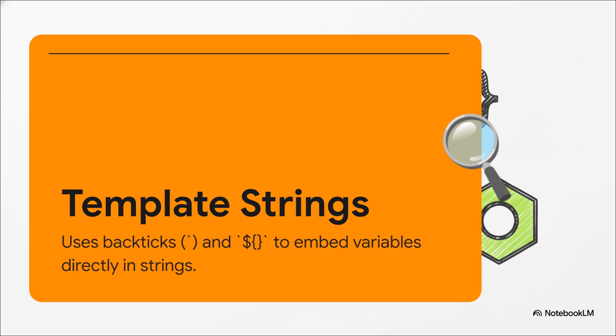So what's the magic trick here? Well, it's all about 2 special characters. First, you wrap the whole string in backticks. That's the key up next to the number 1 on your keyboard, not single quotes. And then, whenever you want to pop a variable in, you just wrap it with a $ sign and curly braces.